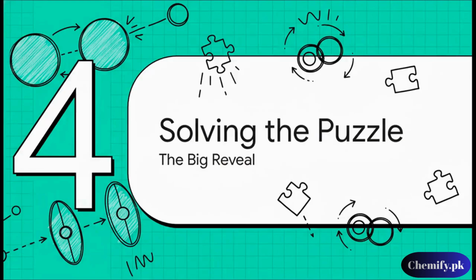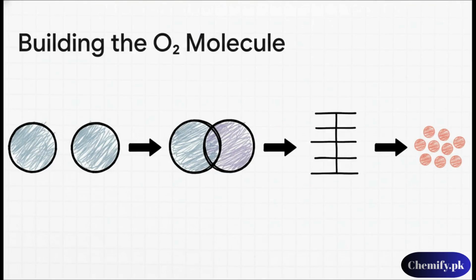Same idea. Okay, we've got our new way of thinking. We've got our rules. It is time. Let's go back to our original mystery and apply this powerful new tool to the oxygen molecule and see what happens. This is the big reveal. So here's the game plan. We're going to take two oxygen atoms. We'll merge their atomic orbitals to build our brand new molecular orbital diagram.